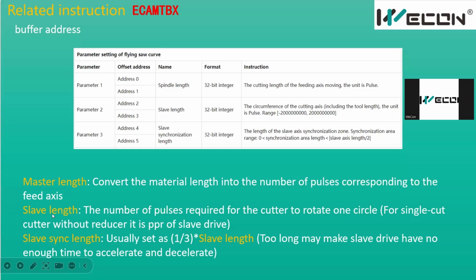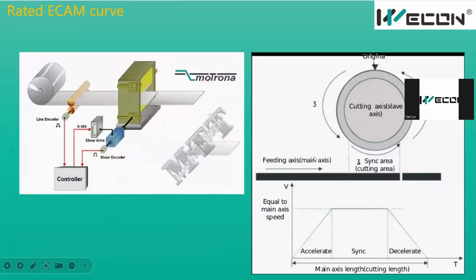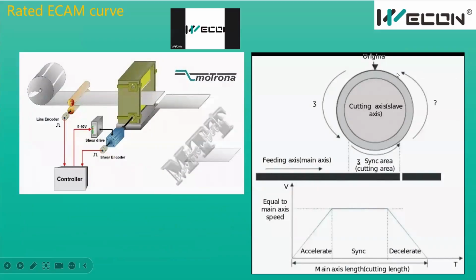And also, the slave length is for the rotary cutting. For the rotary cutting, if there is no reducer, and for a single cut cutter, the slave length is the PPR of our cutting axis. For example, this cutter is single cut because they only have one cutter on this roll.